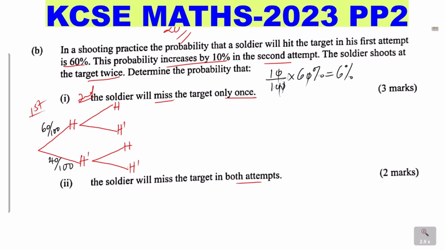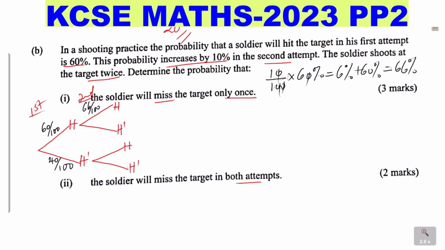6%. So therefore, in the second attempt, it will not be 60. The increase is 6%. So you have to add 60 so that you get 66%. So that is the second attempt. So here we shall have 66 over 100.